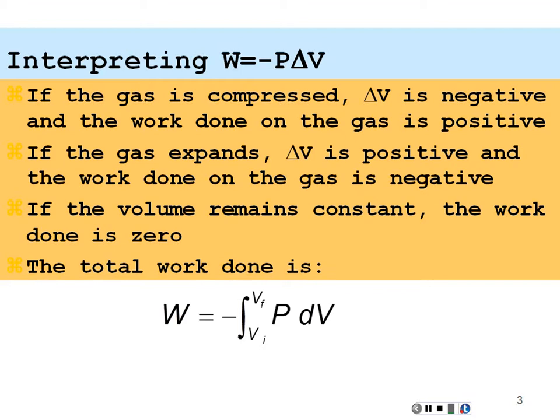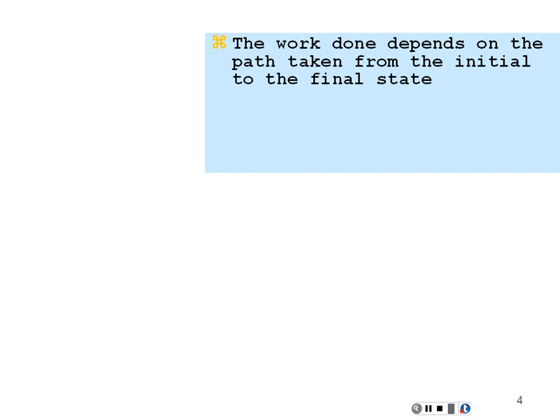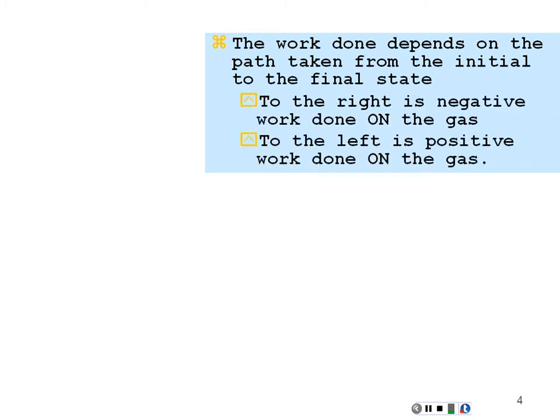In general, the total work done on the system and this gas is equal to the negative integral from initial to final volume of the pressure integrated with the volume. This would include a possibility that the pressure was not constant. It could actually change as we're going through this process. In this case, this work would be the negative area under a P versus V graph. The work done depends on the path taken from the initial to the final states then, because it involves the area underneath this graph.